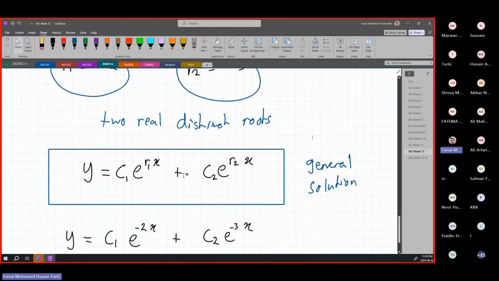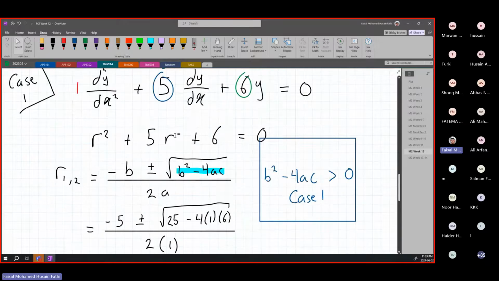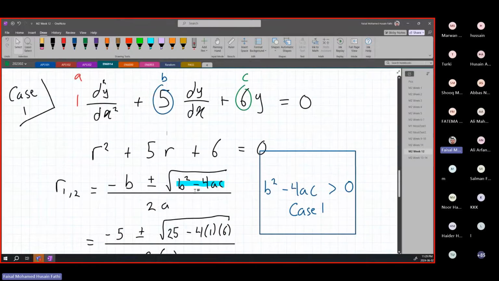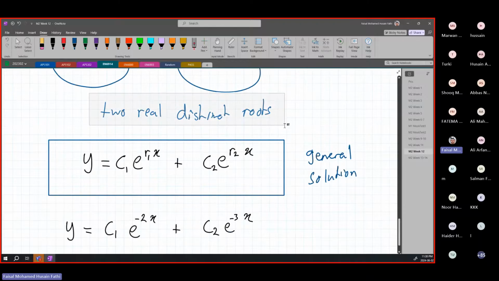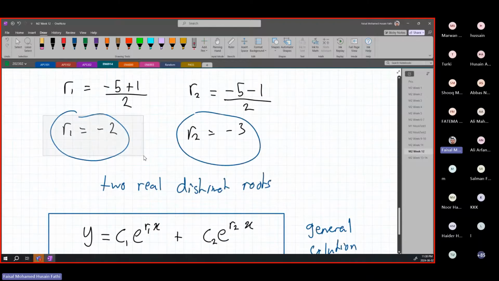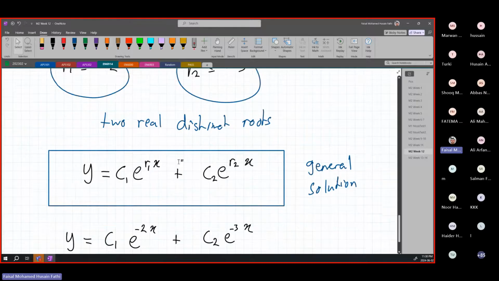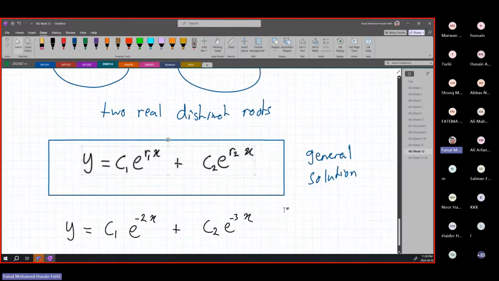All right. So the idea here is obviously don't make mathematical mistakes in copying like I did. But the idea here is when you have two distinct real roots, meaning the answers you get from the quadratic are minus 3 and minus 2 or 10 and 5 or 6 and 7, these are known as two real distinct roots. It means you will be applying this general solution, which is C1 e to the power of R1x plus C2 e to the power of R2x for a second order differential equation.